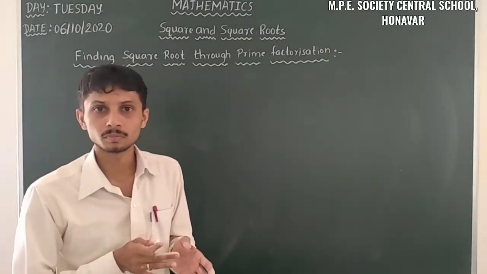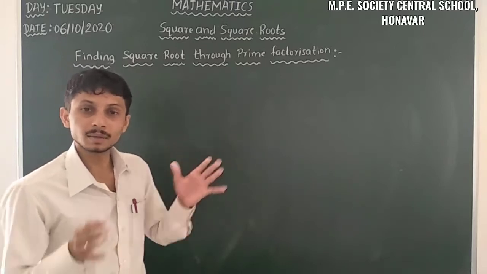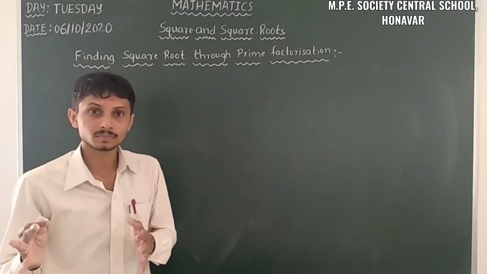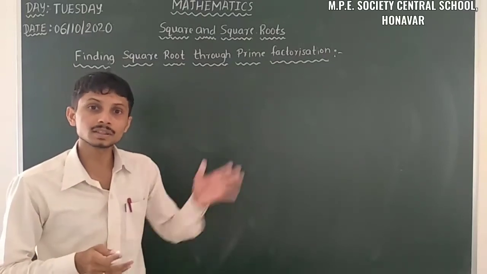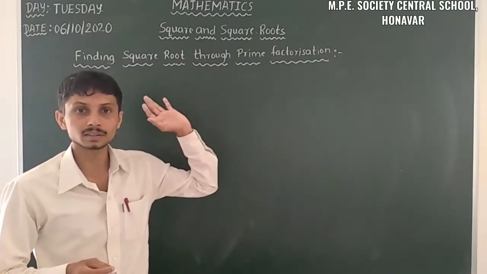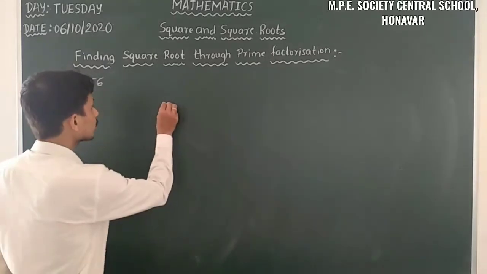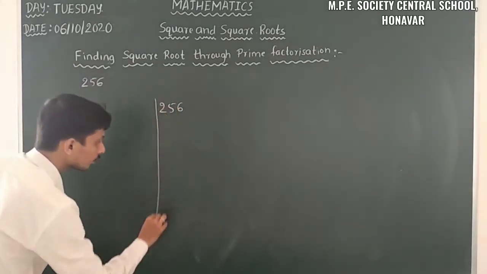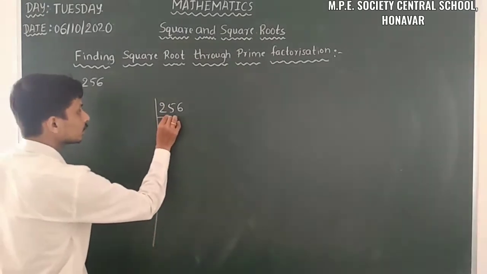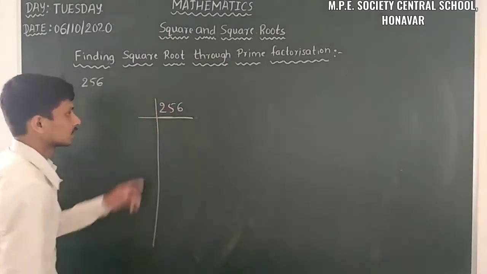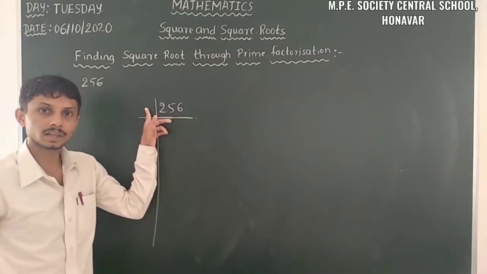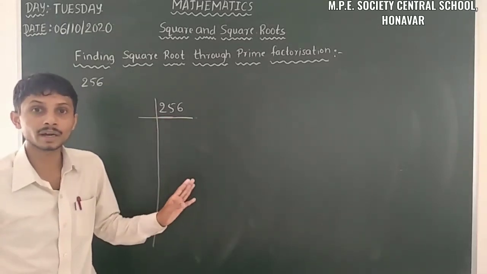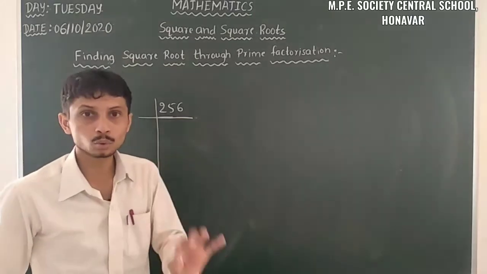Here it is different; we have to imagine it is a new number. So we have to find the square root through prime factorization. How can we do that? Just observe. Firstly, we write 256 and draw a vertical line next to it. That is the first step. You have to divide successively, using prime factors only.